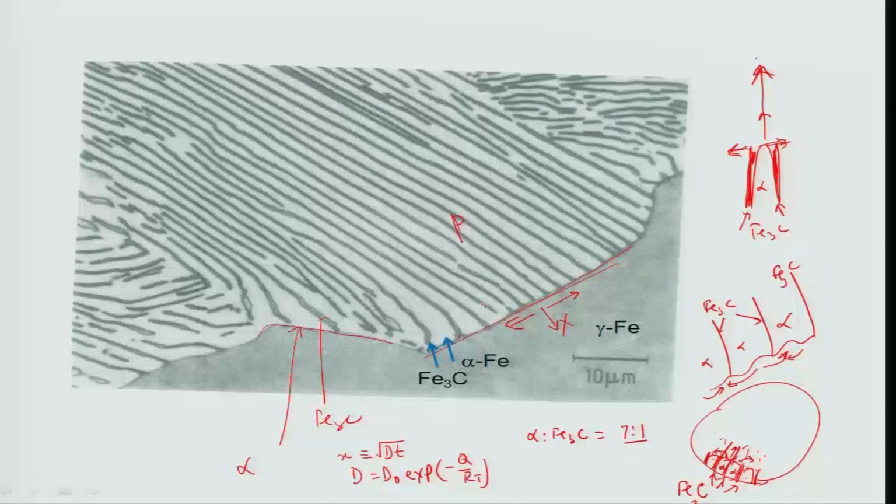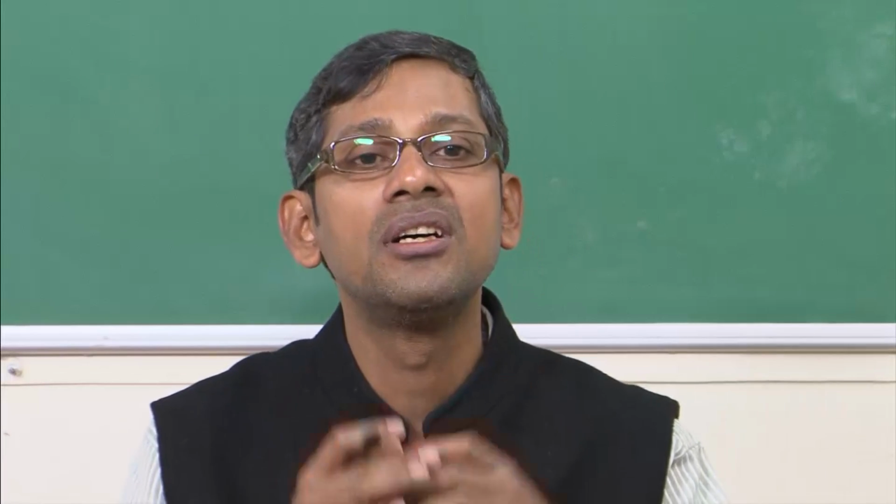That means the thickness of these lamellae will be smaller, meaning the interlamellar spacing will be smaller. So, as the interlamellar spacing becomes smaller, the interface area between these two lamellae will be higher, and because of that the system will require more energy. Correct. So, this is the negative effect of higher undercooling.